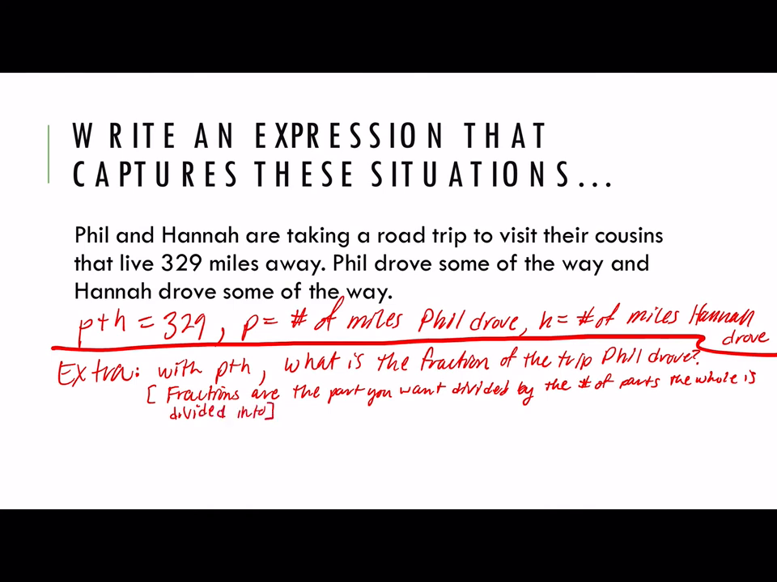Okay, so the part that I want is Phil's miles. So what we're going to do is put P as the numerator, and the denominator is the total, the number of parts the whole is divided into. The whole is divided into P plus H, or the number of miles that Phil drives plus the number of miles that Hannah drives. Okay, so that's the fraction of Phil's driving. P divided by P plus H, or P over P plus H.